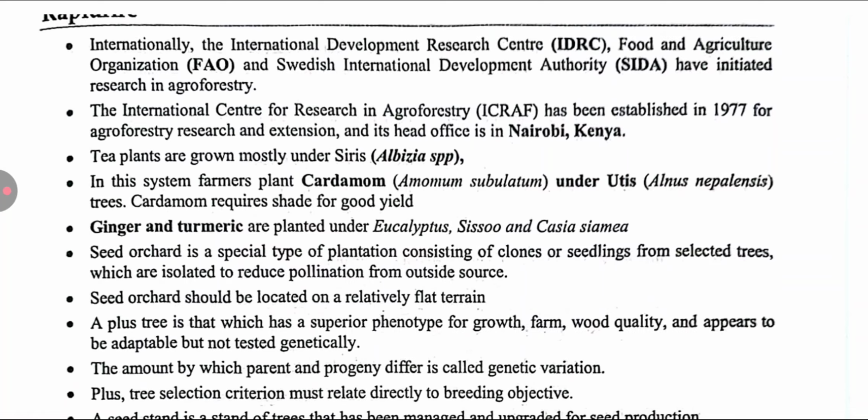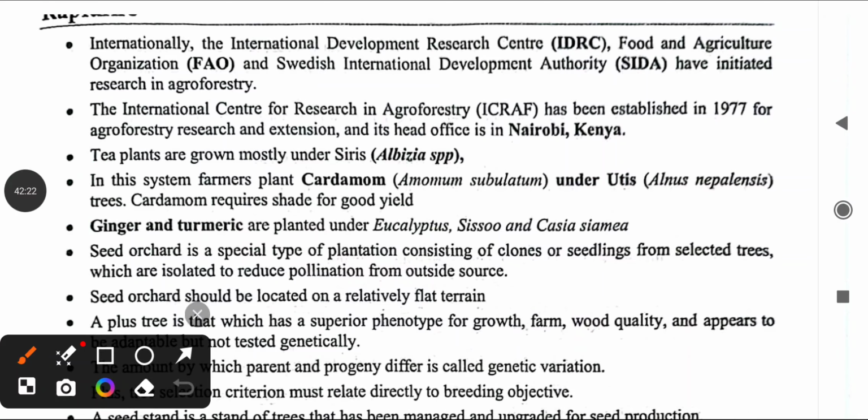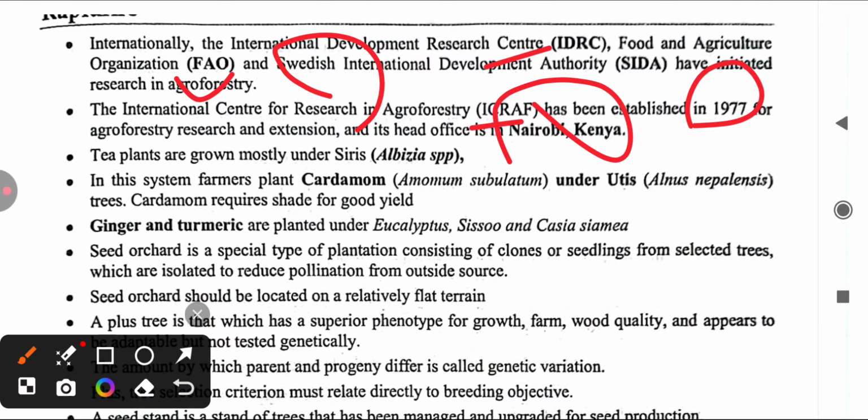Okay, rapid fire. Internationally, the International Development Research Center IDRC, Food and Agriculture Organization FAO, and Swedish International Development Authority SIDA have initiated research in agroforestry. The International Center for Research in Agroforestry ICRAF was established in 1977 for agroforestry research and extension, and its head office is in Nairobi, Kenya.